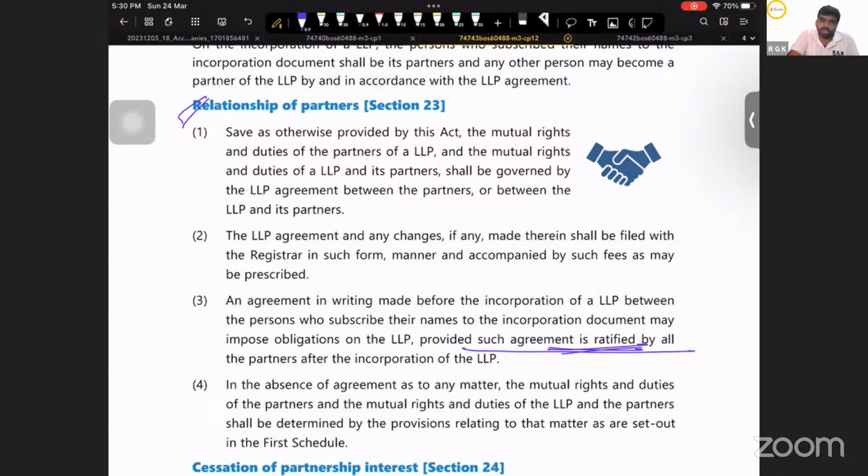In absence of agreement as to any matter, the mutual rights and duties of partners and mutual rights and duties of LLP and partners shall be determined by provisions relating to that matter as are set in the first schedule. If you don't have any agreement, then you have to follow the first schedule of the Limited Liability Partnership Act. You should follow the LLP Act, first schedule of the LLP Act.